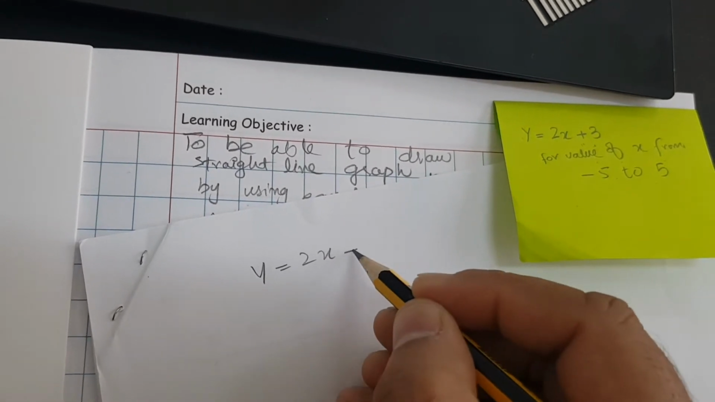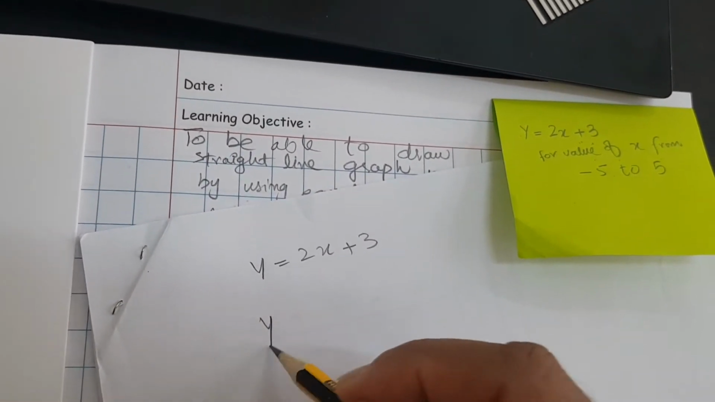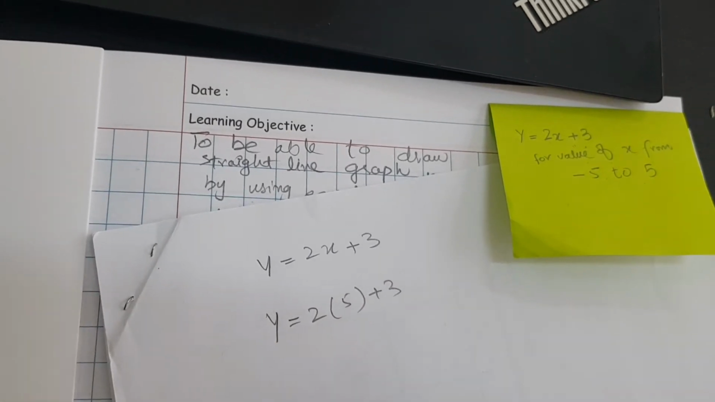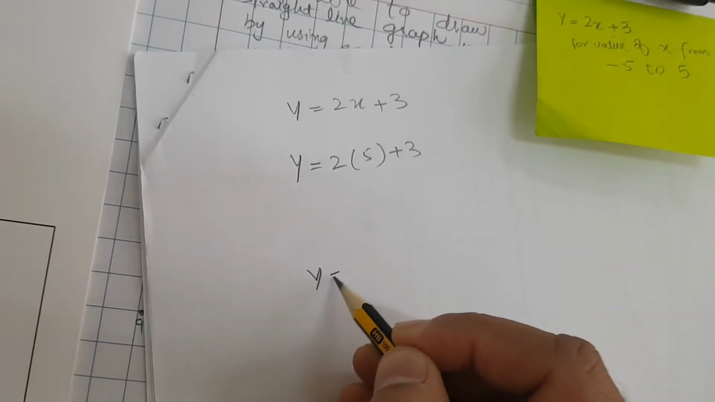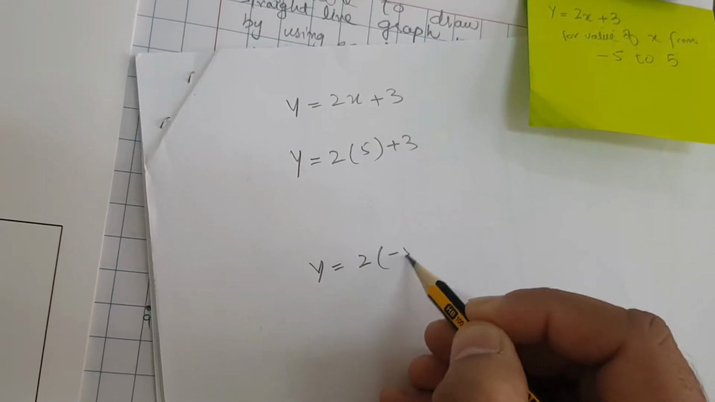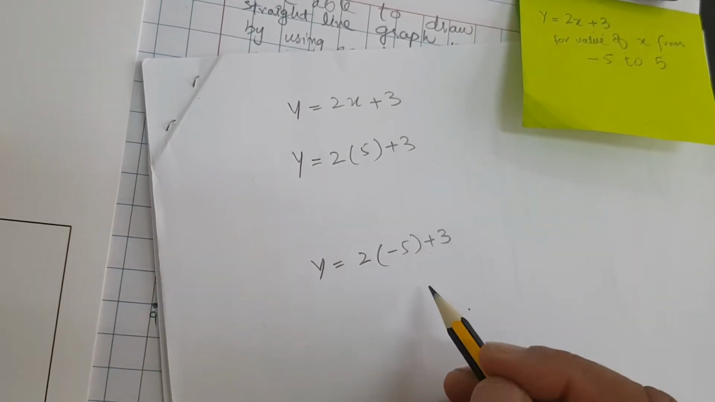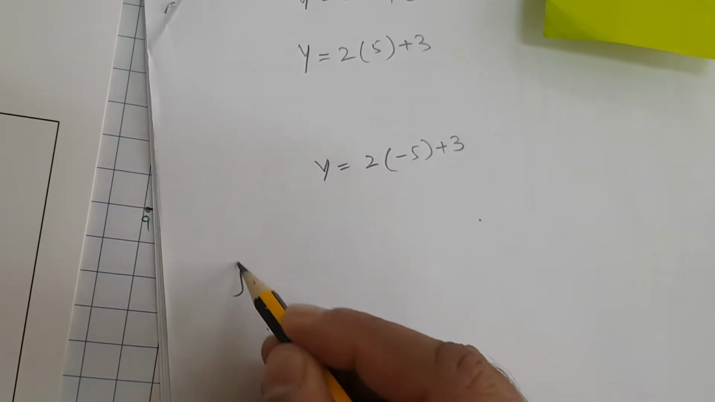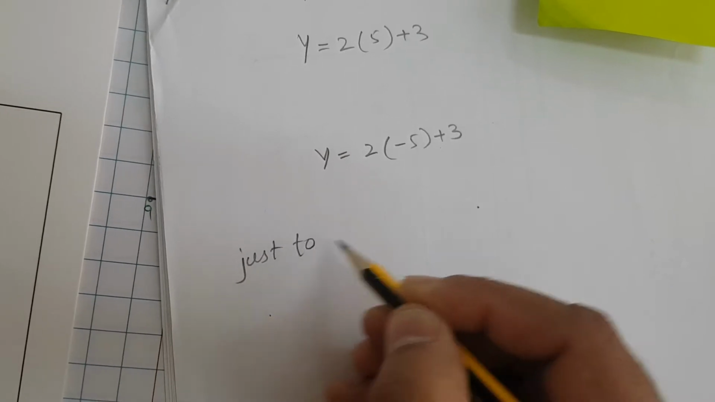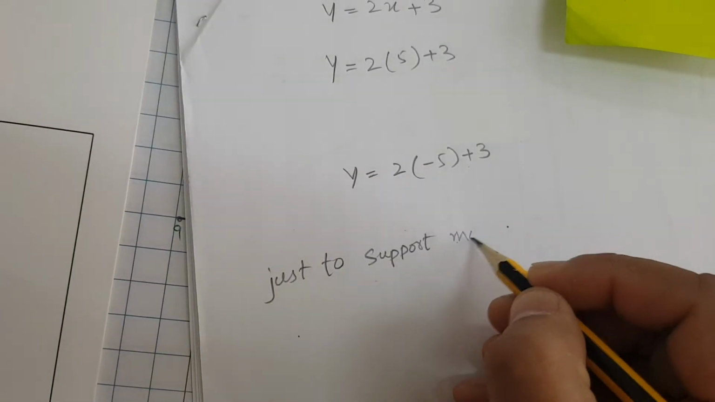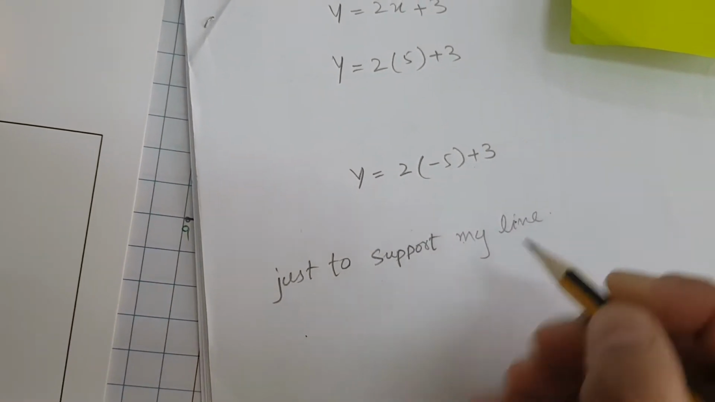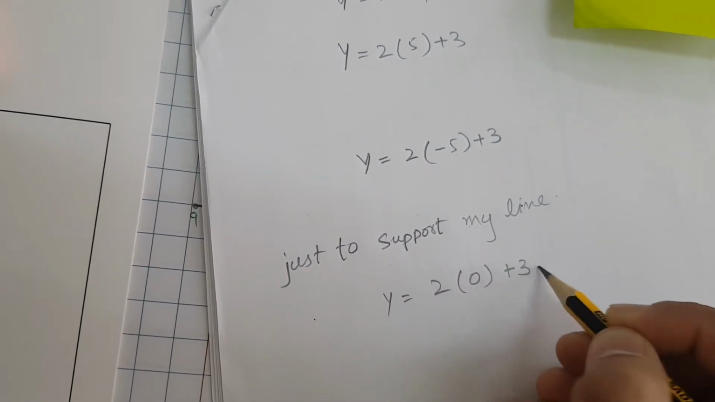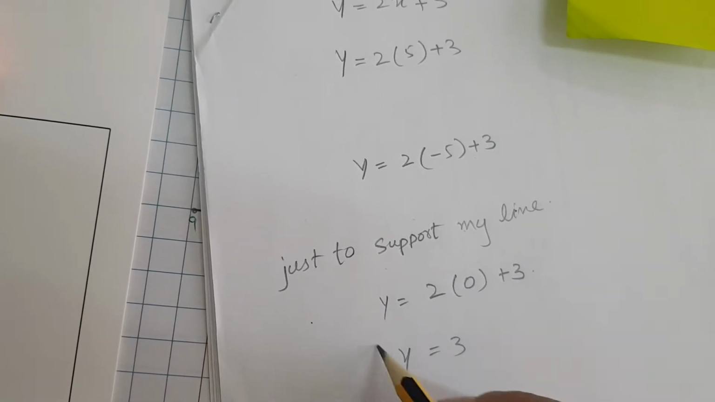So y equals 2x plus 3. Now x is equal to 5 from the given values. Then y equals 2 times 5 plus 3, and again x going to negative 5, y equals 2 times negative 5 plus 3. I know that I have these two values. Now, just to support my line, I will do y equals 2 times 0 plus 3. So we are putting x as 0.